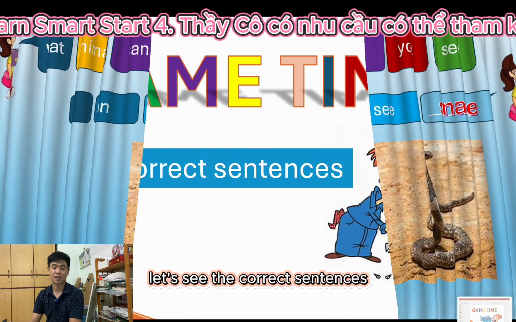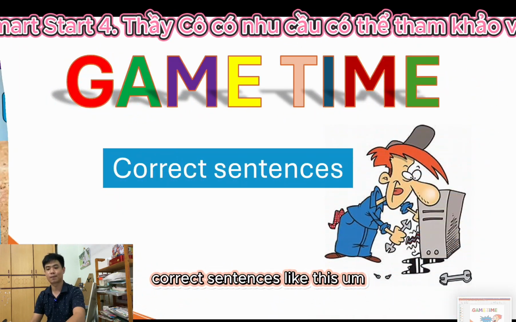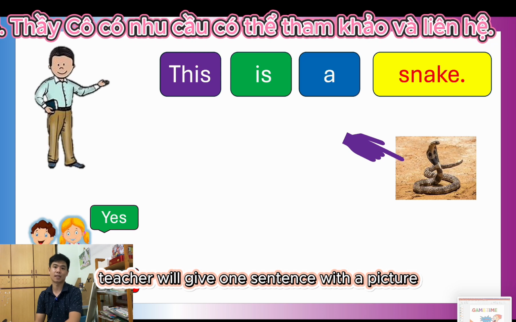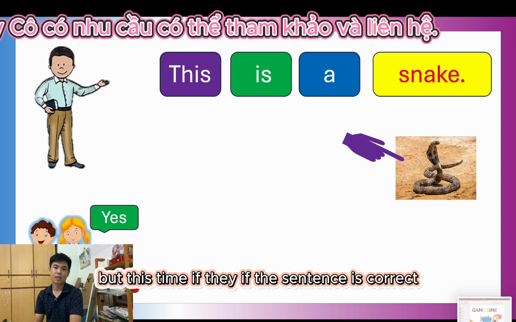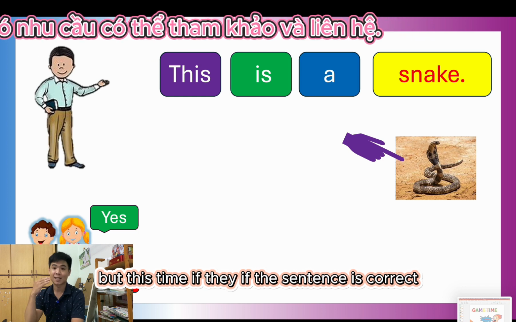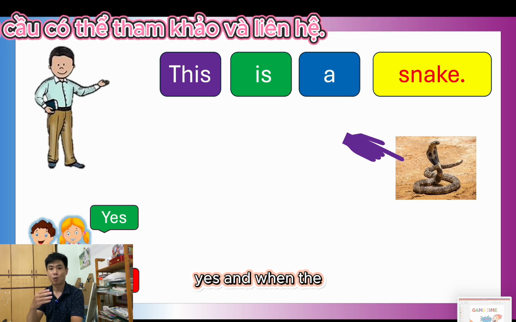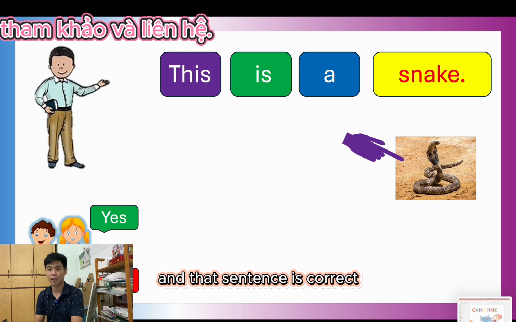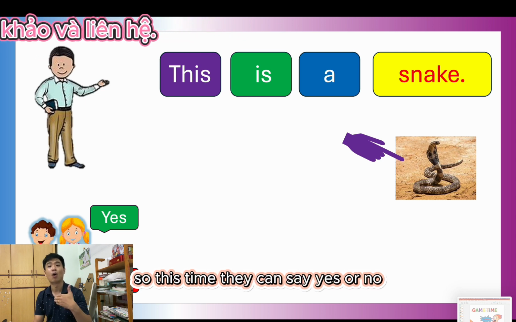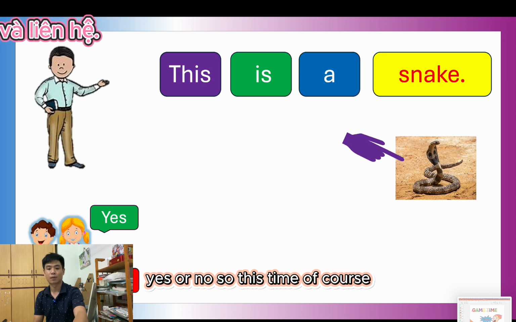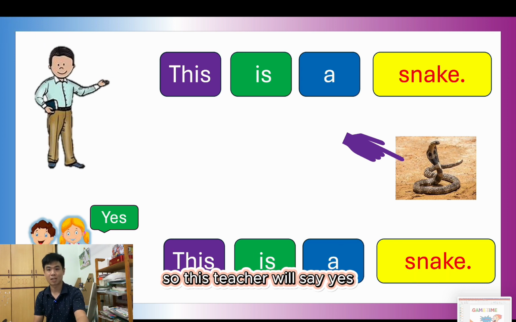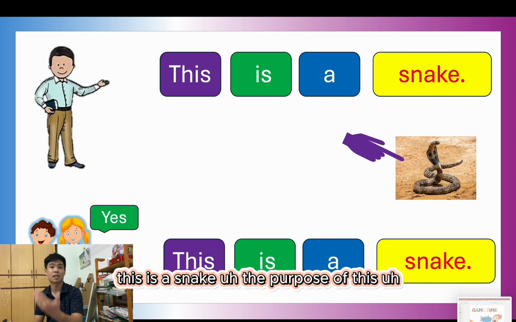Let's see the correct sentences. Correct sentences like this. This time, the teacher will give one sentence with a picture. If the sentence is correct, when the students see the picture and the sentence is correct, they can say yes or no. So this time, of course, this is a snake, and this is the correct sentence. So the teacher will say, yes, this is a snake.